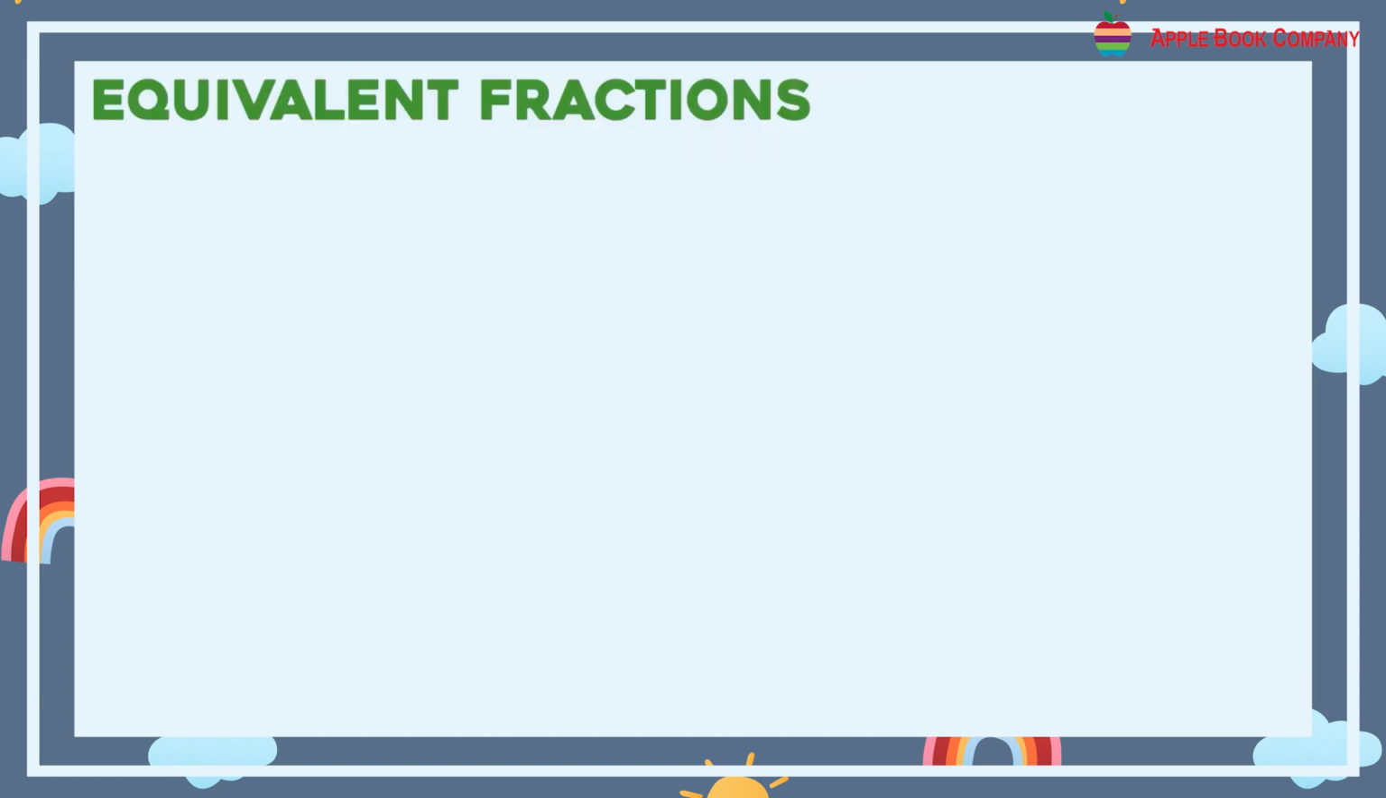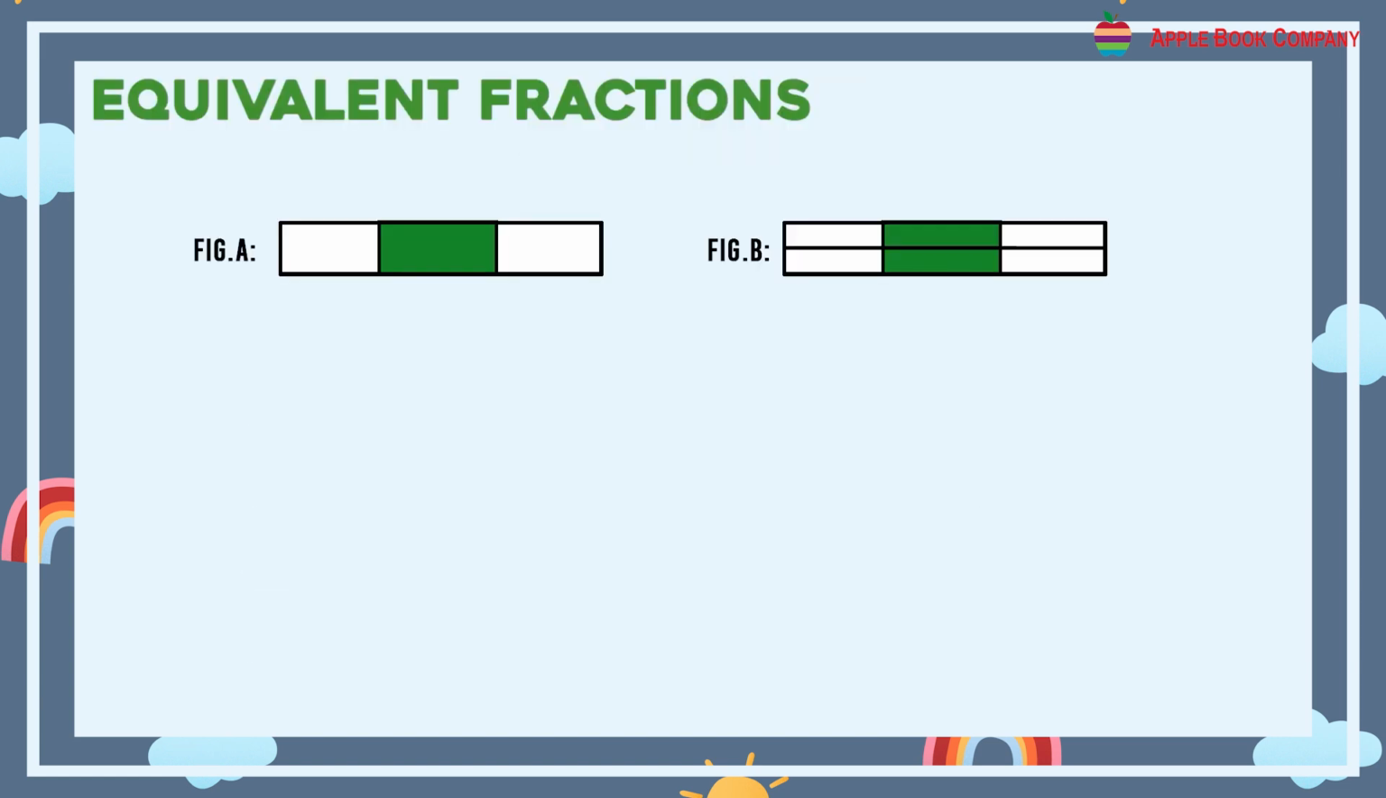Equivalent fractions. Figures A and B shown below show that the same fractional parts are shaded. Fractions that name the same amount are called equivalent fractions. Thus, 1 by 3 and 2 by 6 are equivalent fractions.